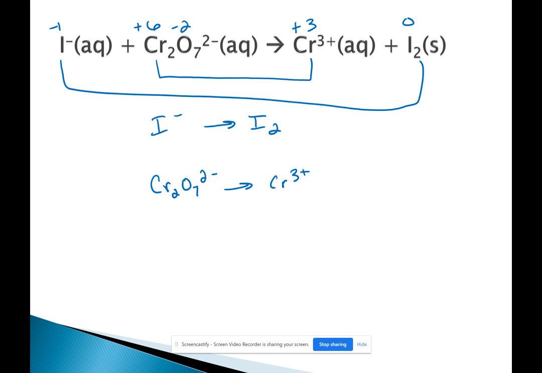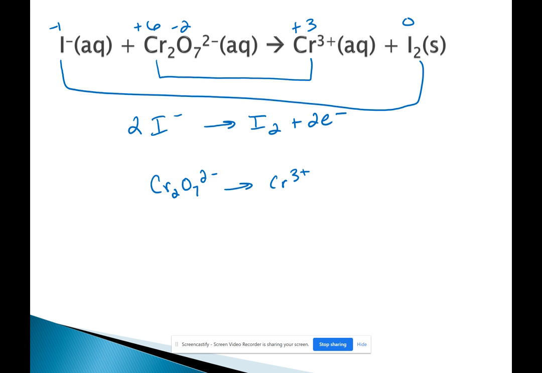Of course, oxygen and hydrogen do not appear in that top reaction. But I do have 2 iodines on the product side, so I need 2 iodines on the reactant side. So my reactant side charge is -2. My product side is 0. So I need to add 2 electrons to my product side to balance out the charges. And then that one's all set.